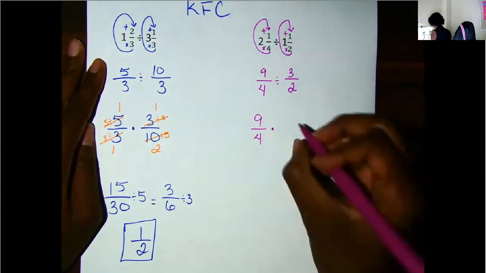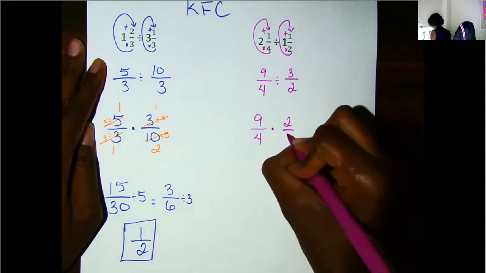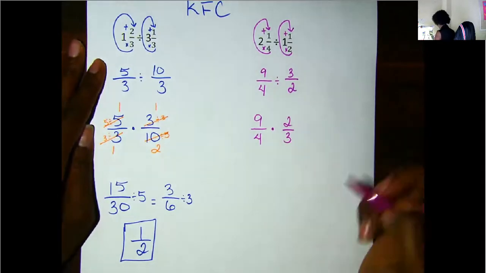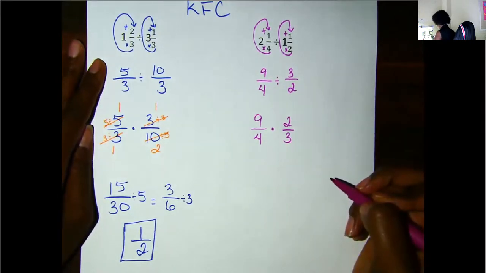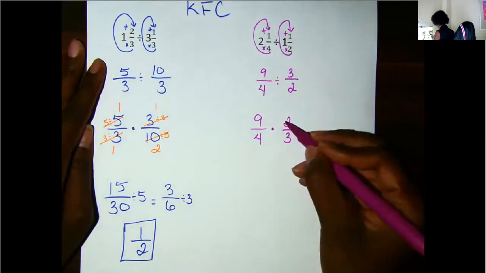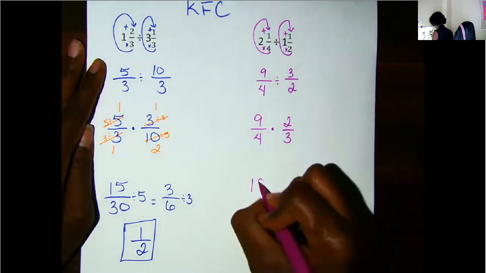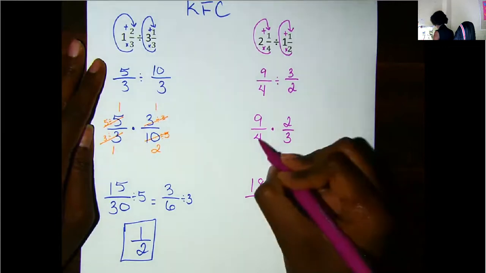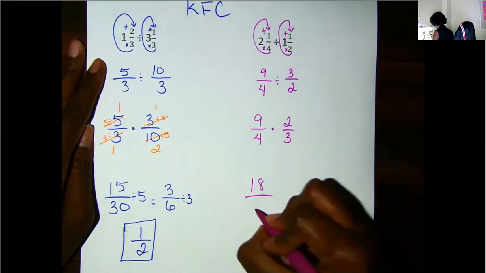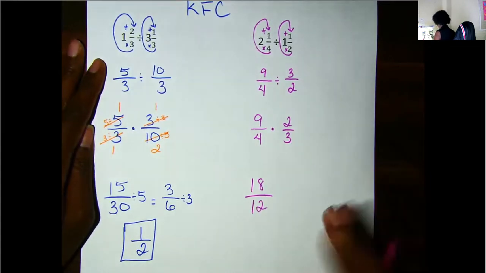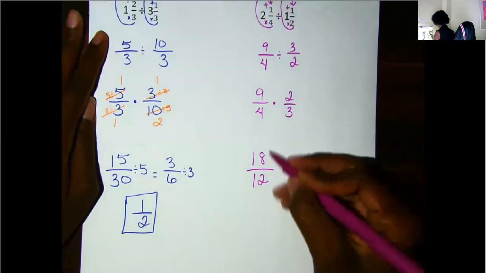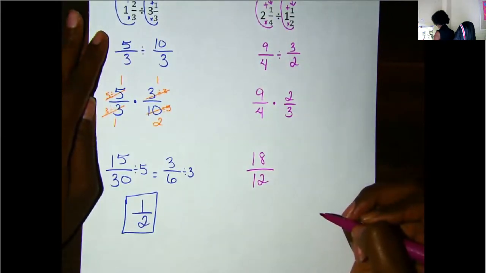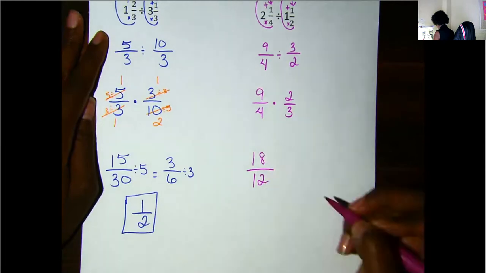Now my friend KFC, I'm going to keep the first one, change from division to multiplication, and I'm going to flip or take the reciprocal of the second fraction. I'm going to multiply like normal. 9 times 2 is 18. 4 times 3 is 12. Okay, I'm improper, so I know I have to change that back to a mixed number, but before I do that, I can simplify this.